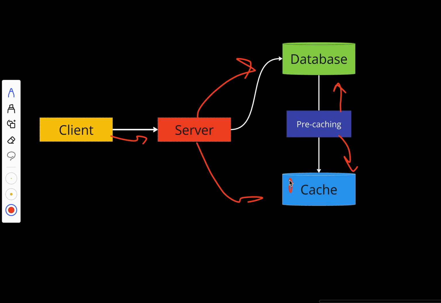So, identify high probability data. Basically, we need to analyze user behavior and access patterns to determine which data is frequently requested.